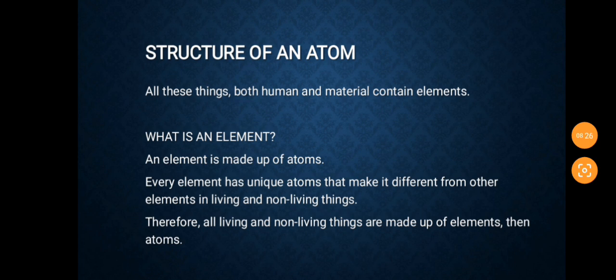So all living and non-living things are made up of elements, then atoms. In this order, living and non-living things are called matter. Elements are found in matter, then atoms are found in elements. I want to believe you understand that order.